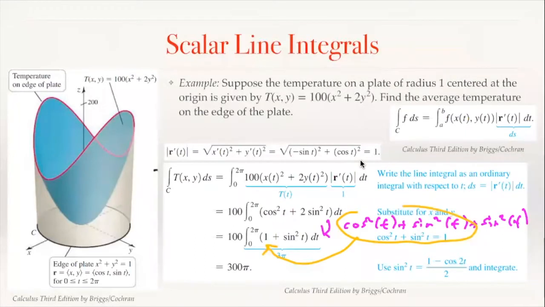Oh, and recall that we also divided by 2 pi. So all of these are divided by 2 pi. That was to find the average temperature after all. So our final answer for the average temperature is 150.